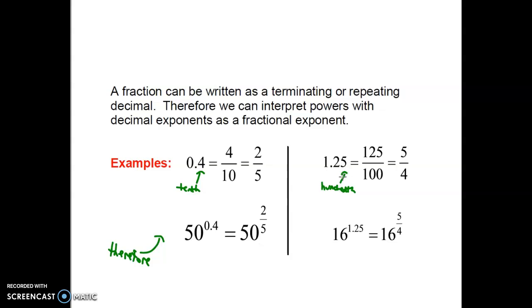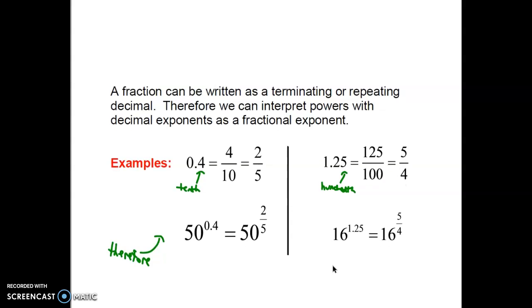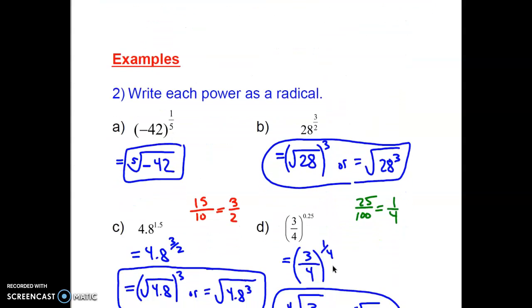How about over here? We have this to the hundredths, so you put 125 over 100, reduce, 5 over 4. So if it's 16 to the power of 1.25, it now becomes 16 to the power of 5 over 4. Okay, so improper fractions are okay. So remember that when you get a decimal exponent, change it to a fraction.